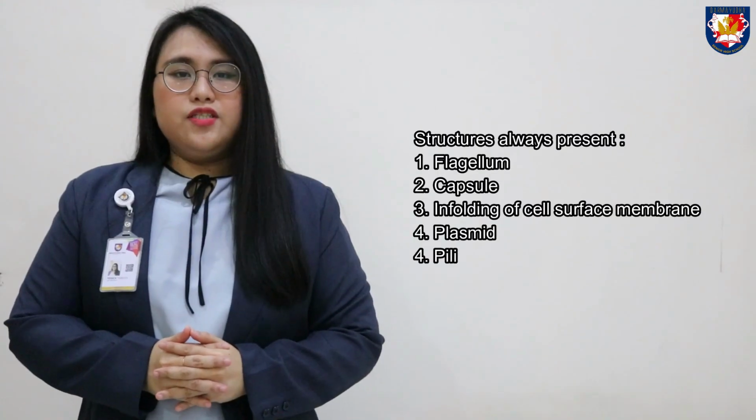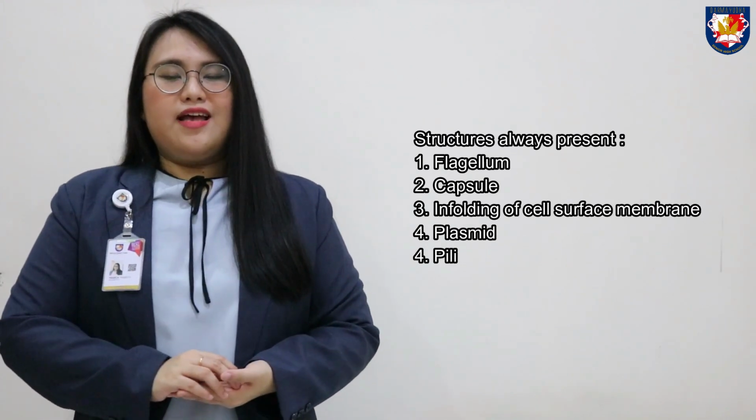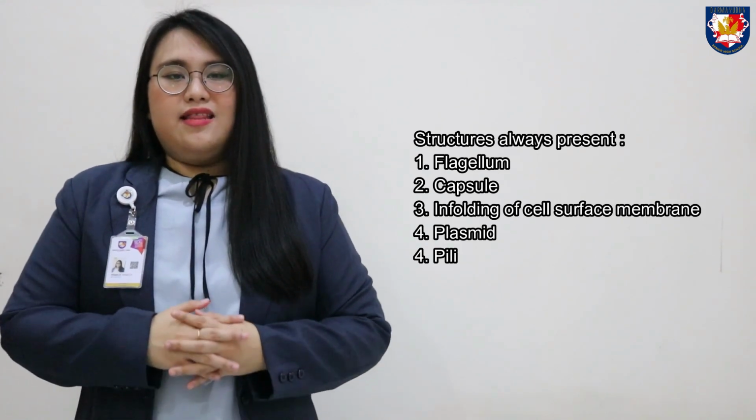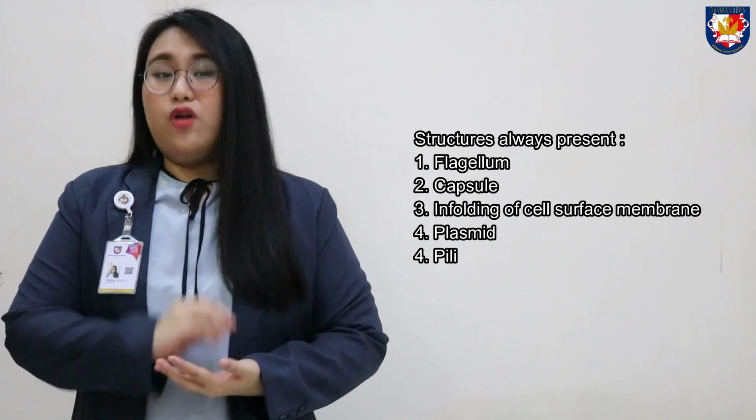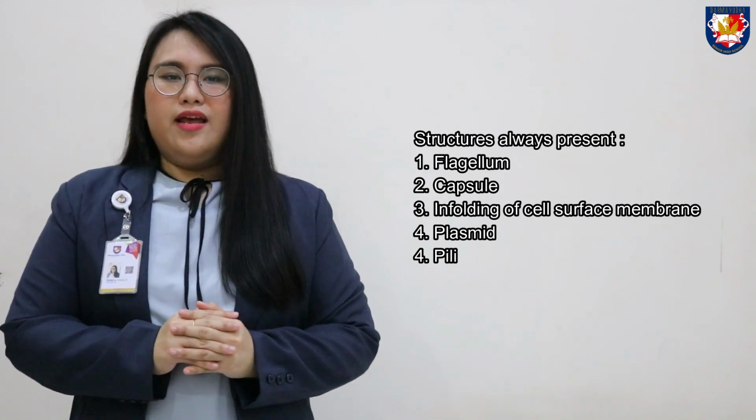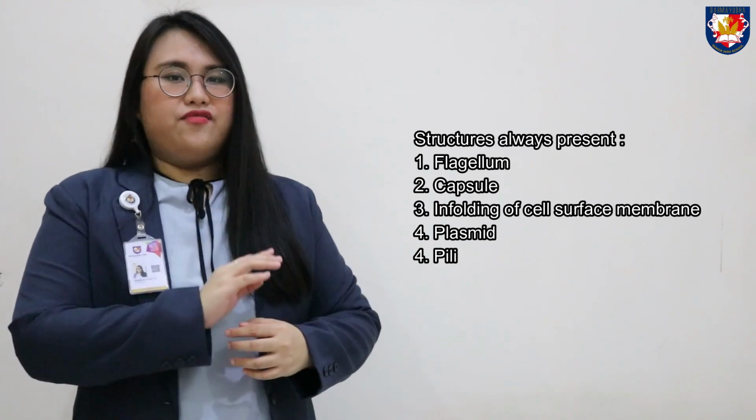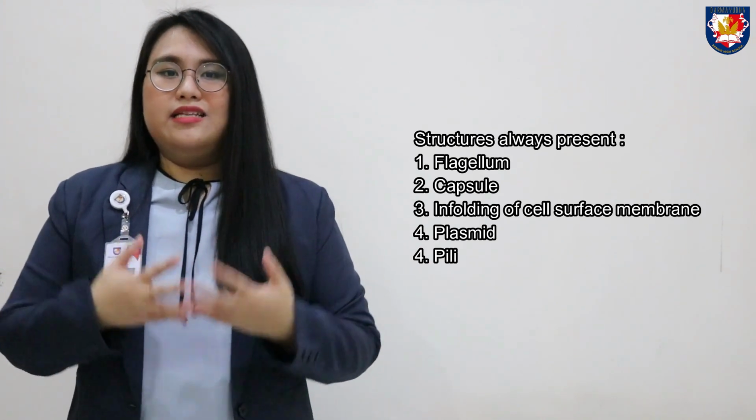Then how about the additional features or structures that are only sometimes present in bacteria? It means that some bacteria have them, some bacteria don't. So the first one is the flagellum, which is used for the bacteria to move from one place to another, or we call it locomotion. The second one is the capsule, which is used for additional protection. The third one is the infolding of the cell's surface membrane, which may form the photosynthetic structures. The next one is the plasmid, which contains the genetic information, and the last one is the pili, which attach to other bacteria's surface during reproduction.